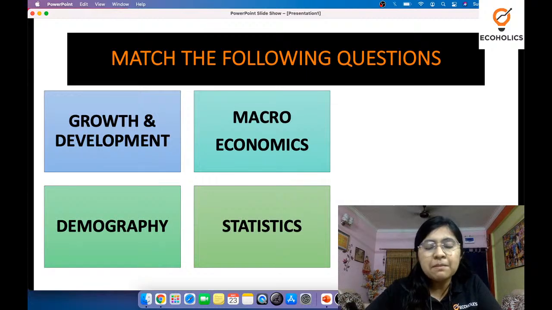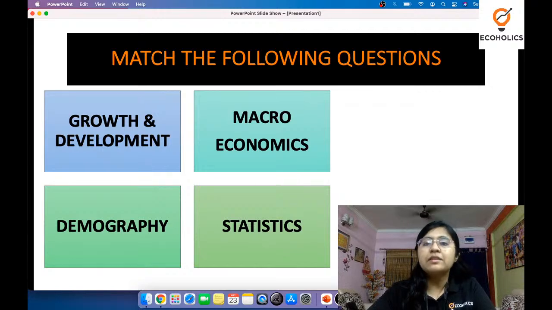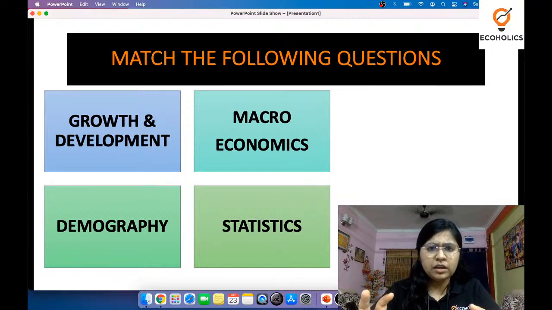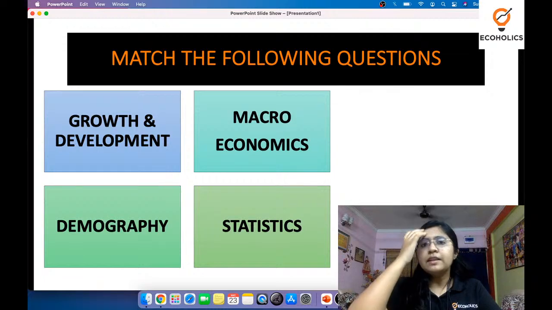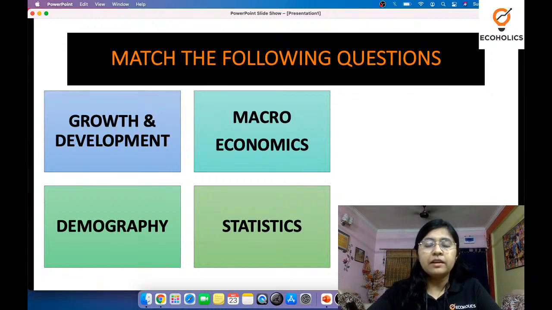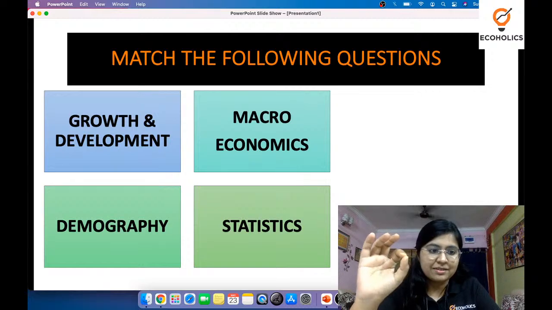So the major areas in which match the following questions may appear are growth and development, macroeconomics, demography or population economics as you say, as well as statistics. In statistics, normally we have some very basic questions, not that problematic or numerical, but there are a lot of assumptions or theories representing statistics. So you need to understand the core areas, right?